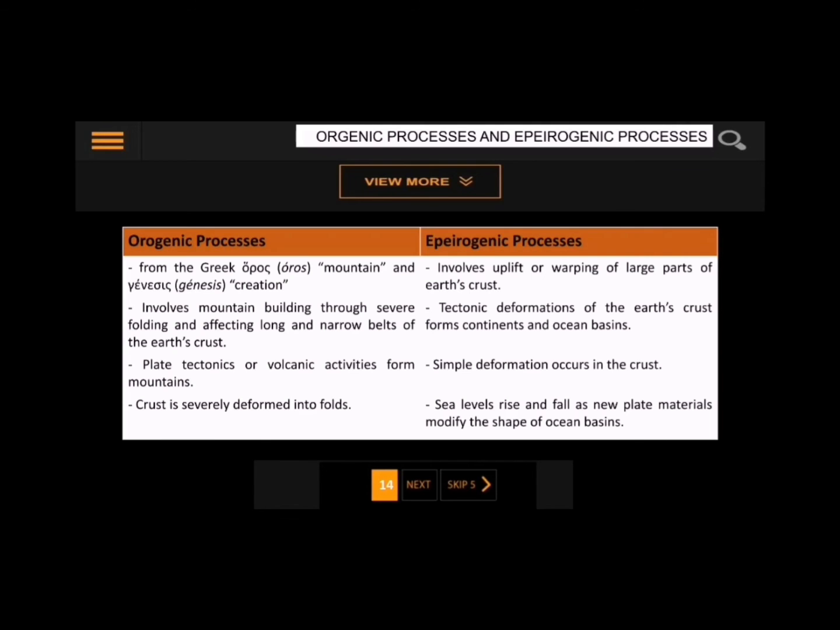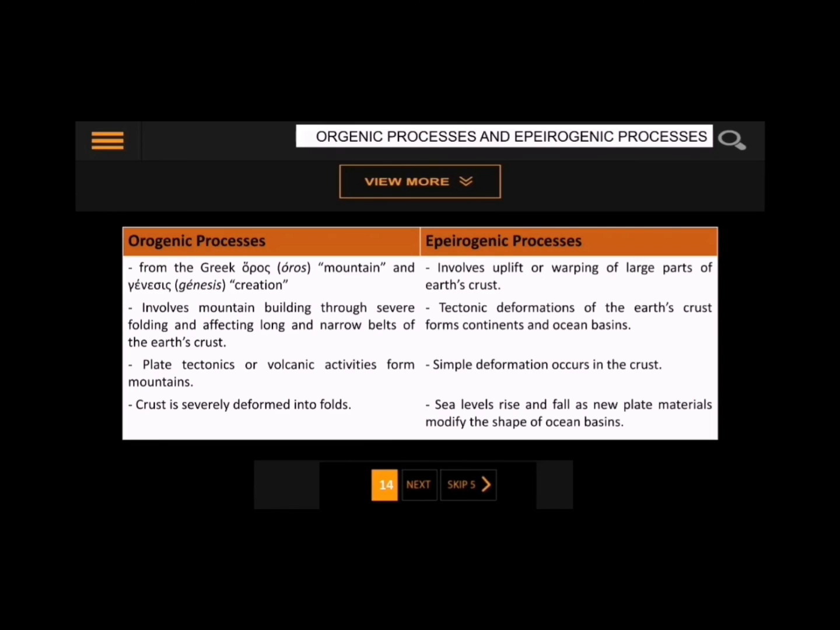Now, what is an orogenic process? From the Greek word oros, meaning mountain, and genesis, meaning creation, it generally means the creation of mountains. It is an event that leads to both structural deformation and compositional differentiation of the Earth's lithosphere and convergent plate margins. It involves mountain building through severe folding and affecting long and narrow belts of the Earth's crust. The crust is severely deformed into folds.